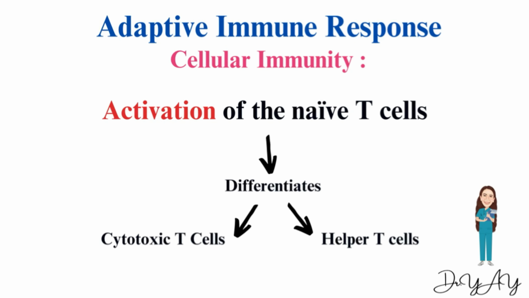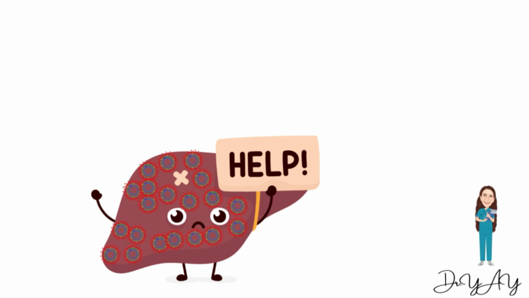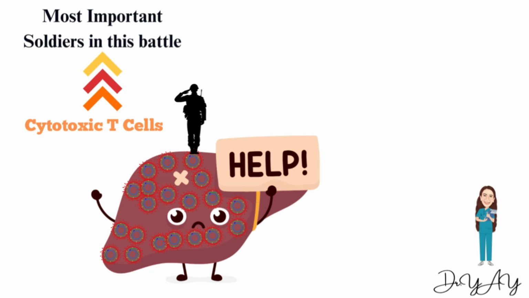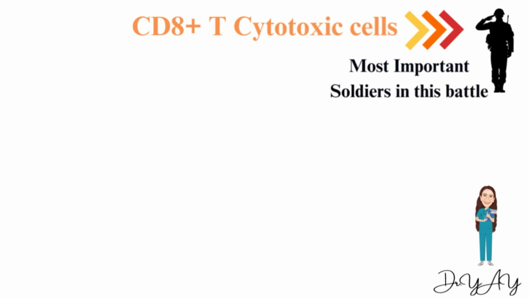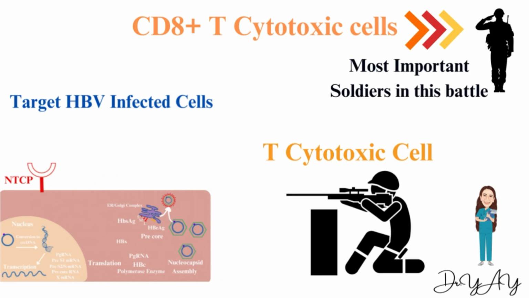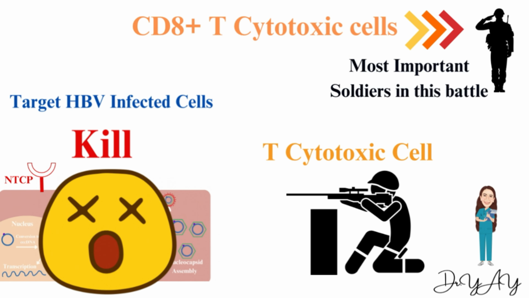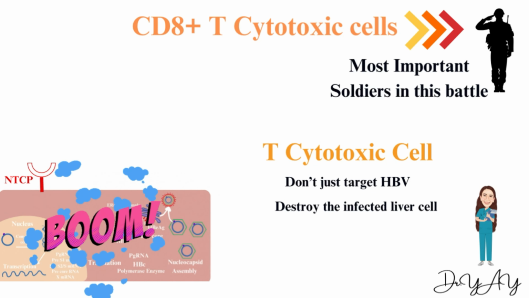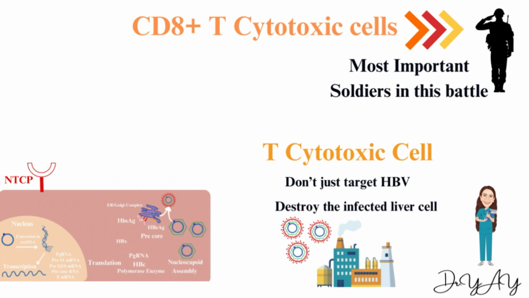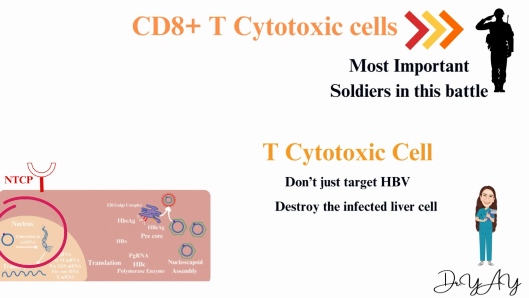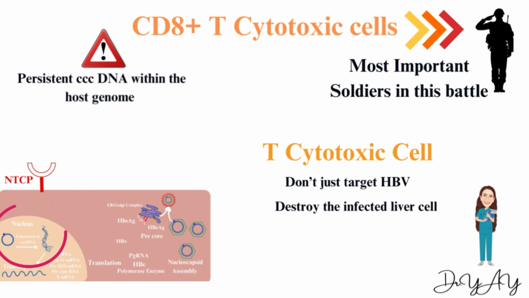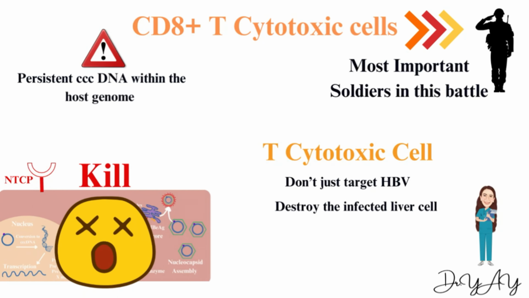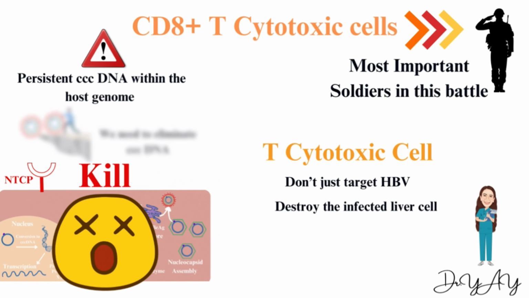Starting with the cytotoxic T cells, these cells are the most important soldiers in the battle against the hepatitis B virus. They are trained soldiers that have a specific mission to target the hepatitis B infected liver cells and kill them. But you need to know that these soldiers are not just after the virus, but they eliminate the entire host liver cell. Why? Because this liver cell, as we mentioned earlier, is now a virus factory with the presence of the covalently closed circular DNA integrated in the cell's DNA and serving as a persistent template for producing the viral particles. And so, this tough but smart strategy will help the immune system eliminate the infection.